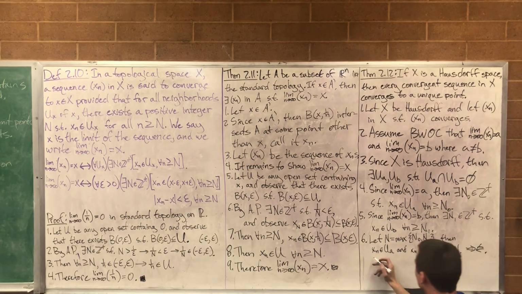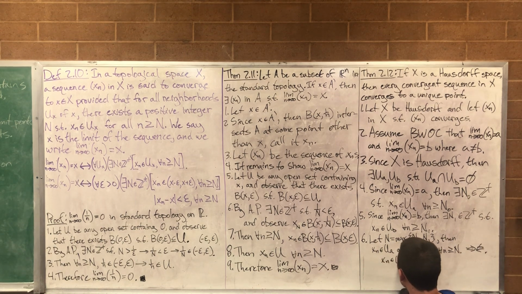Maybe I should have written that differently. Xn is in U sub A intersect U sub B for all n greater than or equal to N. Maybe that makes it more obvious.